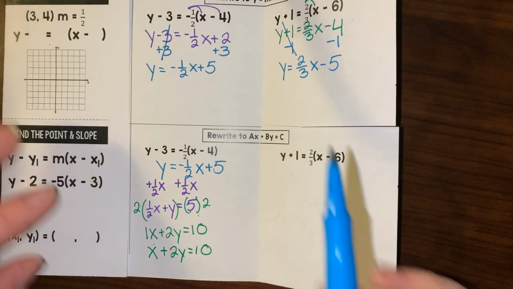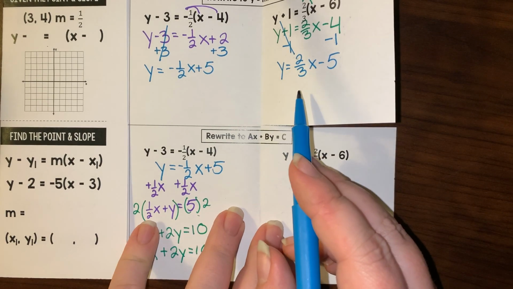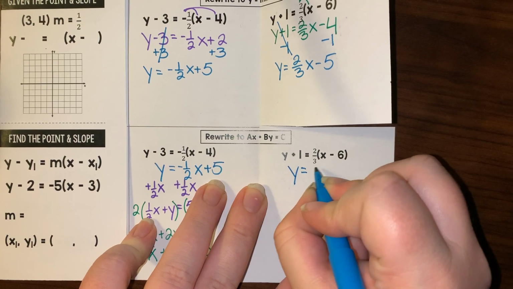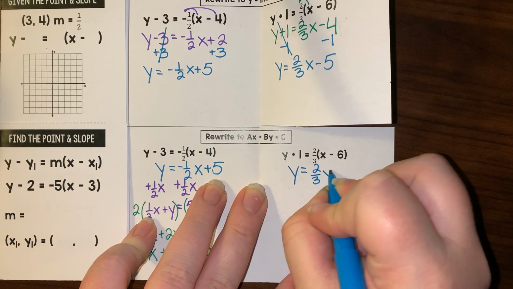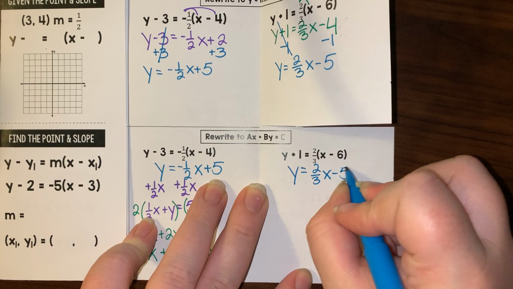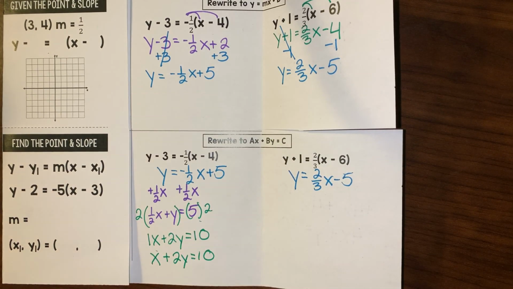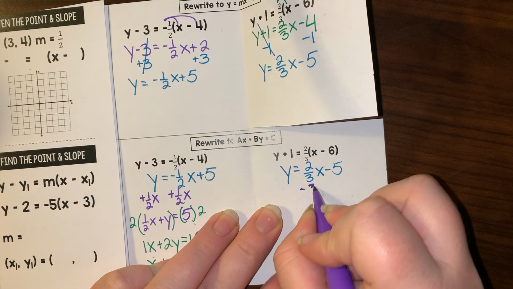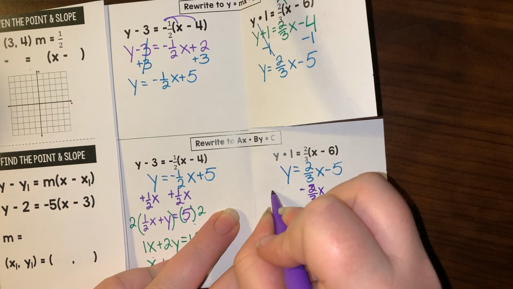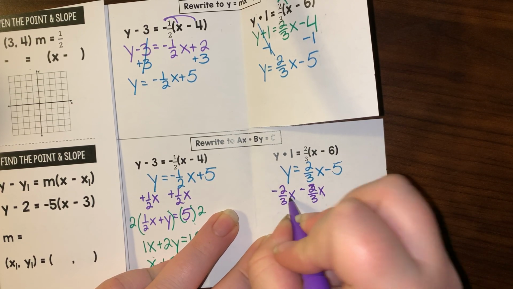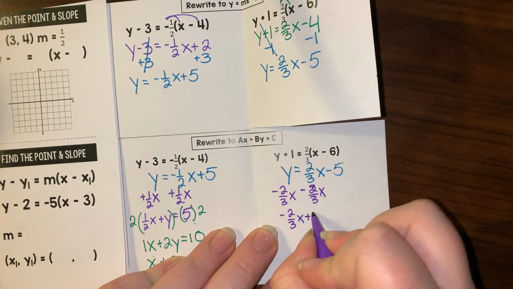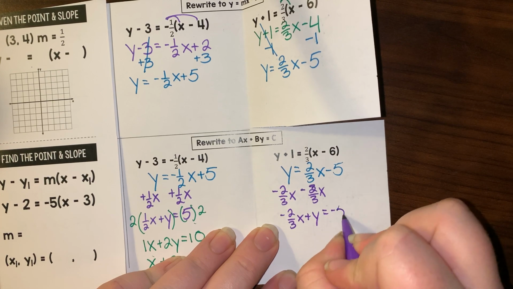Now in this last example, again, I am going to rewrite it from the tab above. So this in slope-intercept form is y equals 2/3 x minus 5. And what I can do from here is, again, get my x and y terms on the same side of the equation. So I'm going to subtract 2/3 x from both sides. So I'm left with negative 2/3 x plus y equals negative 5.